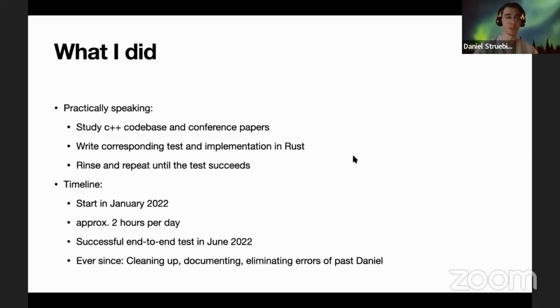And what I've been doing ever since is sort of cleaning up, documenting, and eliminating errors that basically previous Daniel has made. And it's this very cathartic feeling of looking at code that you've written maybe only a couple of weeks or months ago, and then immediately saying, "Oh, I wish I would have had all of the knowledge that I possess now." And that iterative cycle, that's ultimately very cleansing, in my opinion, to do.